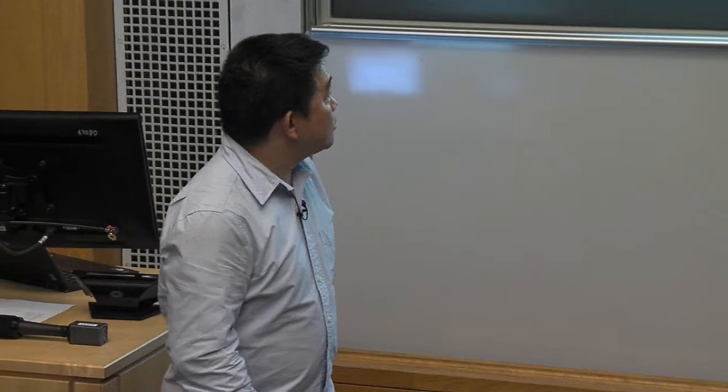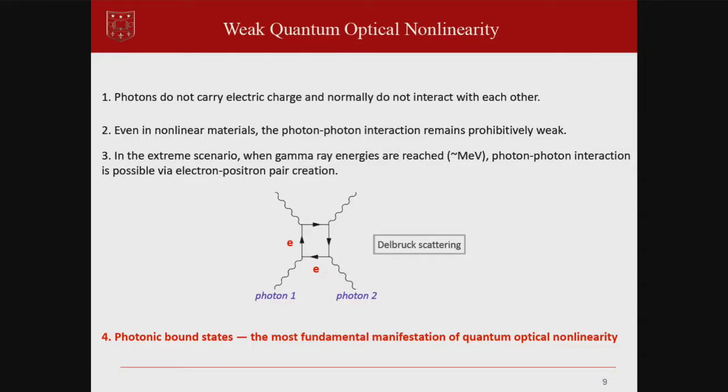And that means in almost every application we encounter so far, in any optoelectronic applications, what we use is linear optics. The photons do not interact with each other. And that is the reason why, in the previous slides, some of the nonlinear optical processes become so inefficient. So we discovered a new quantum photonic state, which is a photonic bound state. It's formed by two photons, and that photonic state, as I will explain later, represents the most fundamental quantum optical nonlinearity.